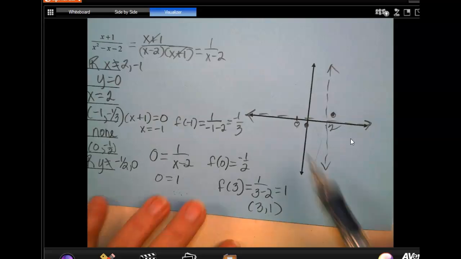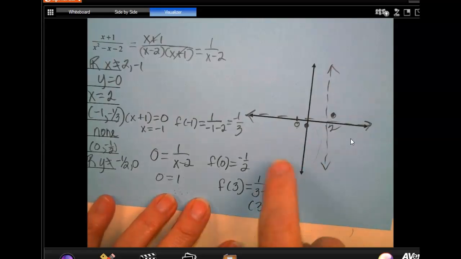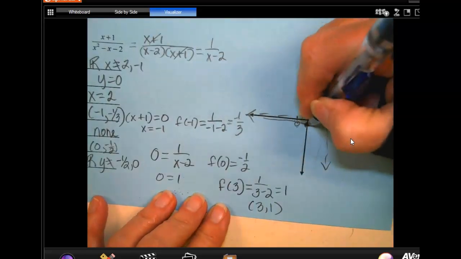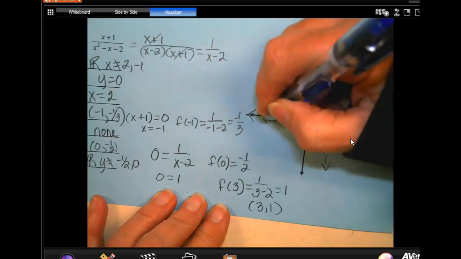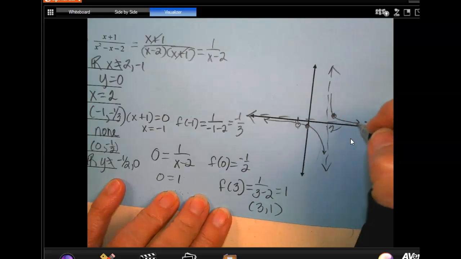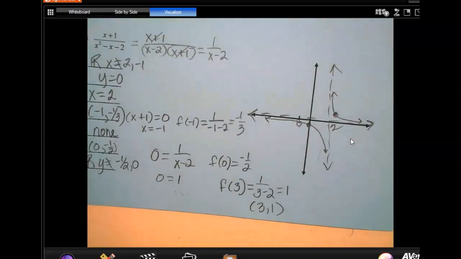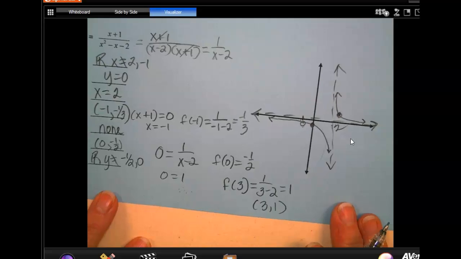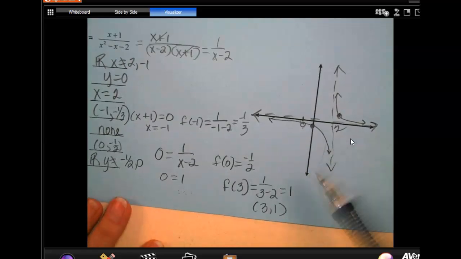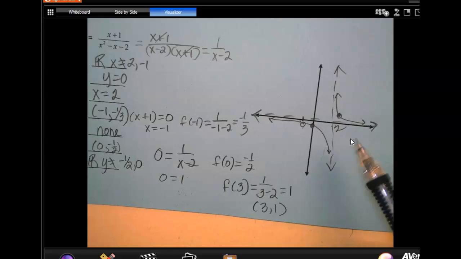Okay, so I have points here, so I know what's happening over here. It's going to go like this. It goes like that, and then on this side, it's going to go like this. So really, y'all, it's connect the dots, right? It's really not hard graphing.